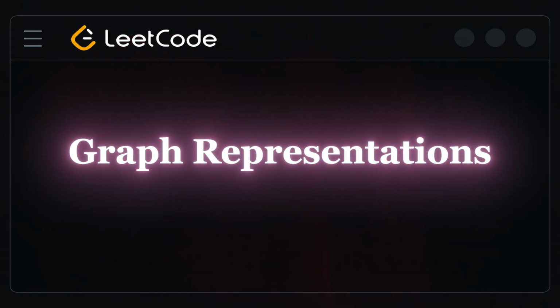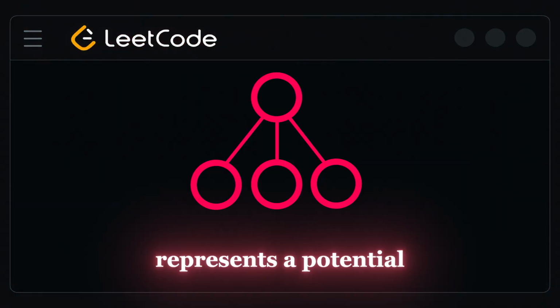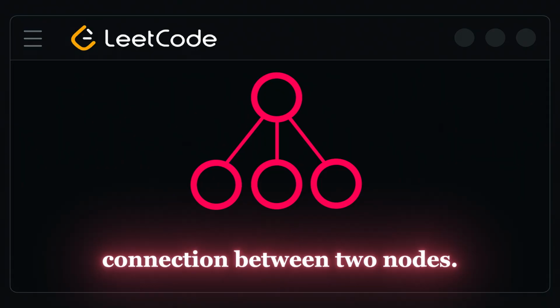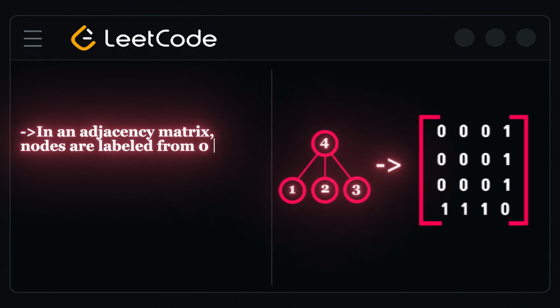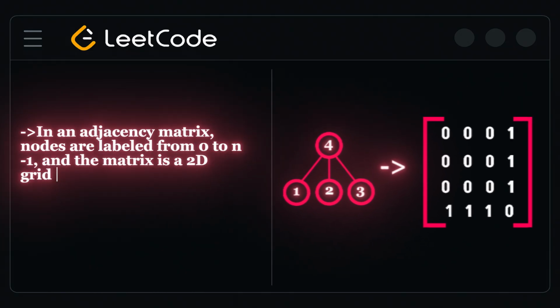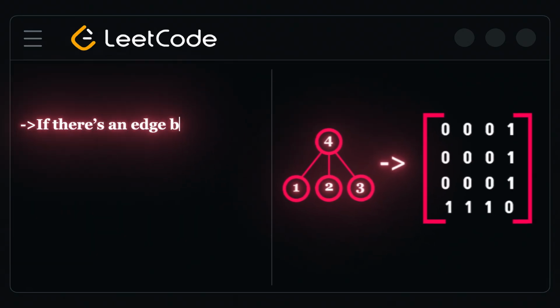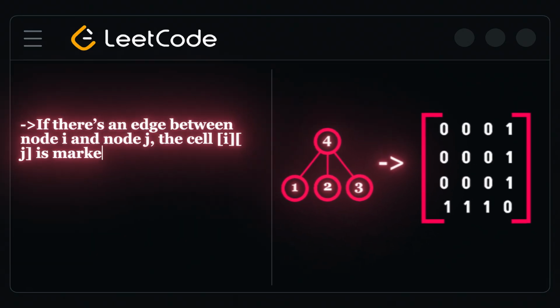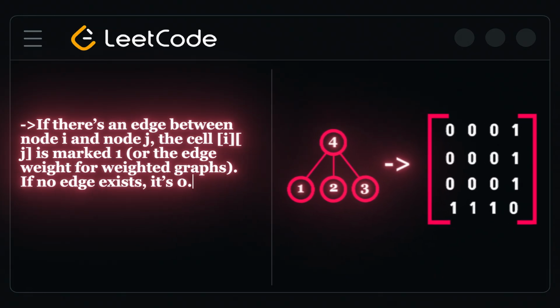Graph representations. Adjacency matrix. Imagine a chessboard where each square represents a potential connection between two nodes. In an adjacency matrix, nodes are labeled from 0 to n-1, and the matrix is a two-dimensional grid of size n by n. If there's an edge between node i and node j, the cell ij is marked 1, or the edge weight for weighted graphs. If no edge exists, it's 0.